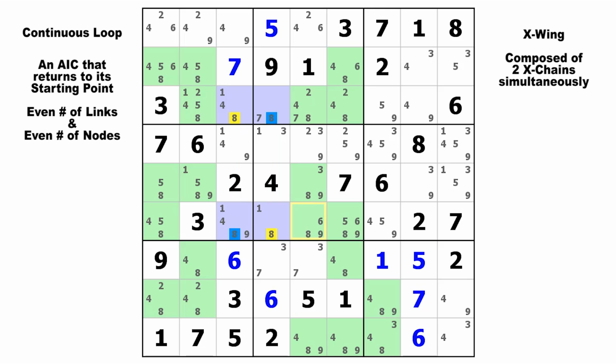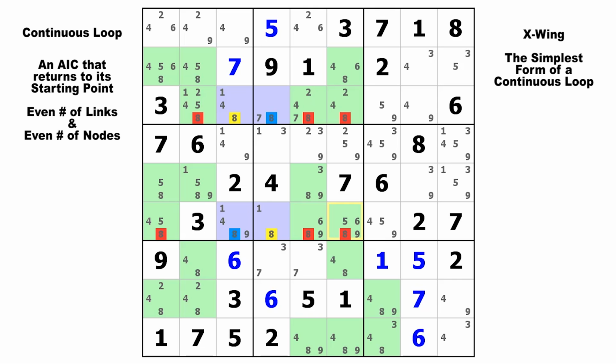So now let's do it the other way. We've got strong, weak, strong. So this tells us that all the other 8s in row 6 outside of those blue cells must be false because one of those two endpoint 8s must be true. But we can complete this by making a weak link between these last two 8s, and now we have a continuous loop, and those two weak links become strong links, and so you get the same result. All these 8s must be false. Whether you look at this as an X-wing, two X chains, or a continuous loop, you wind up with the same result.